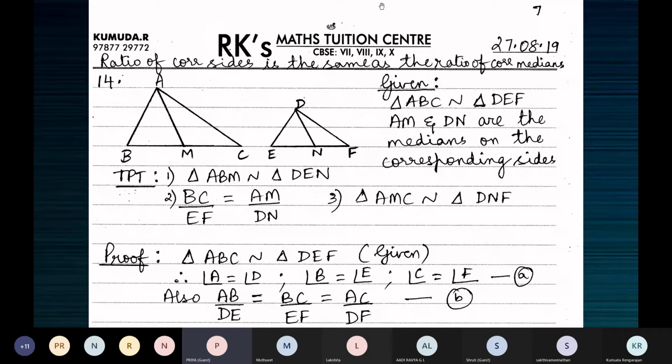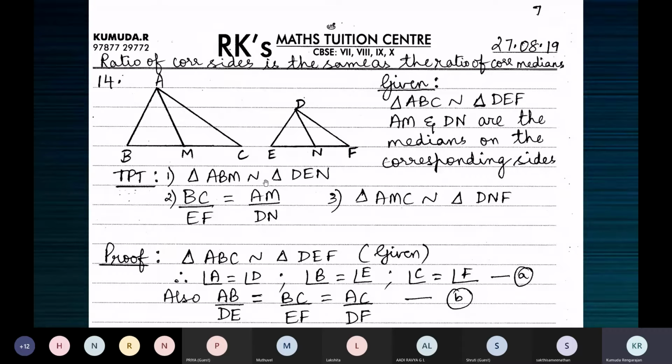All right, children. So here, we are going to prove that the ratio of the corresponding sides is the same as the ratio of the corresponding medians in two similar triangles. Listen carefully. When two triangles are similar, we know that their corresponding sides will be proportional. In two similar triangles, corresponding angles are equal and corresponding sides are proportional.